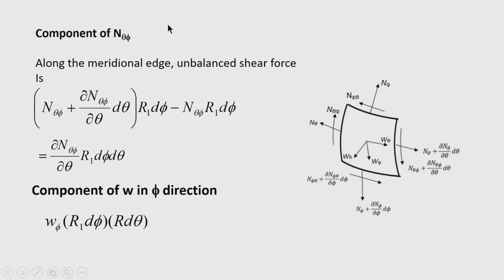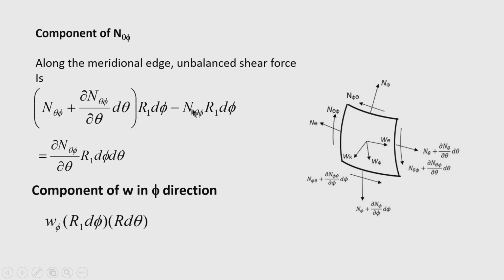Now, we come to the component of n theta phi. N theta phi is in this direction, along the tangent to the meridian. So, therefore, the component of n theta phi along the tangent to the meridian is simply the algebraic sum of these forces acting on the two opposite edges.